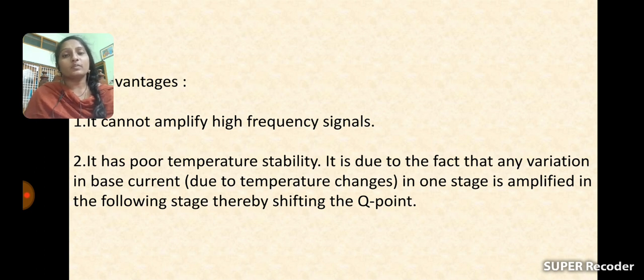If it affects, it means it has poor stability, no stability. Even though the temperature is increased, if the parameters are not changed, the circuit becomes stable. But poor temperature stability means if the temperature is changed, the circuit parameters also change according to the temperature. So that is termed poor temperature stability. And because of this, any variation in base current in one stage is amplified in the following stage, thereby shifting the Q point. Means because of temperature changes, if any variations are there, they must also affect the Q point.